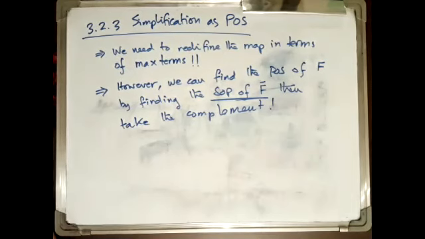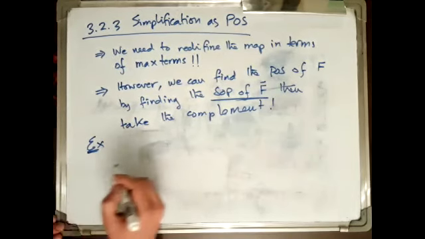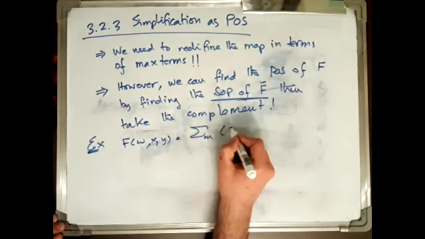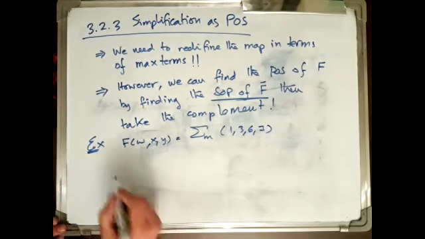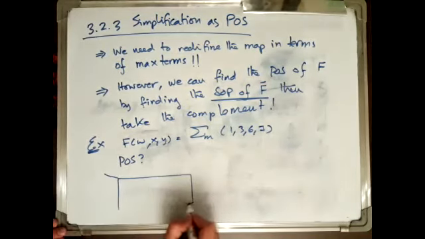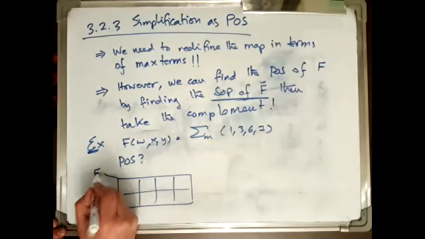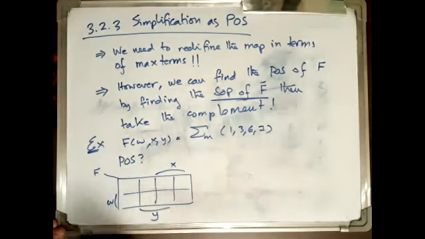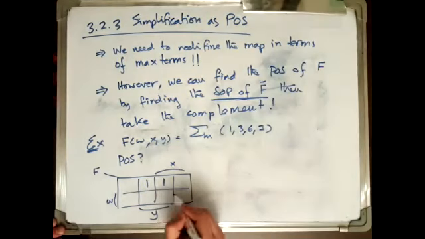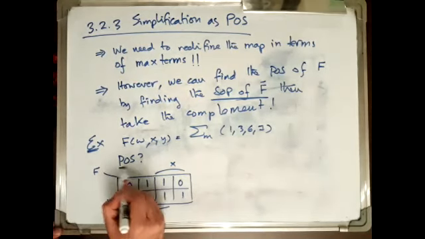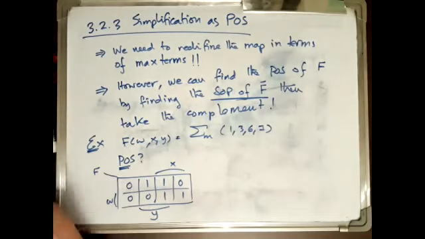Okay, so let's take a very simple example to demonstrate the idea. If we have a function of W, X, Y that is the sum of min terms 1, 3, 6, and 7, we want to simplify this as product of sum. What is the product of sum of this function? Simply draw the map, a three variable function. This is function f. So this is w, this is x, this is y. And the min terms are 1, 3, 6, and 7. These are the min terms, and the max terms are zeros. So now, because we want the POS of f, we will find the prime implicants of f bar, which are the zeros of f.